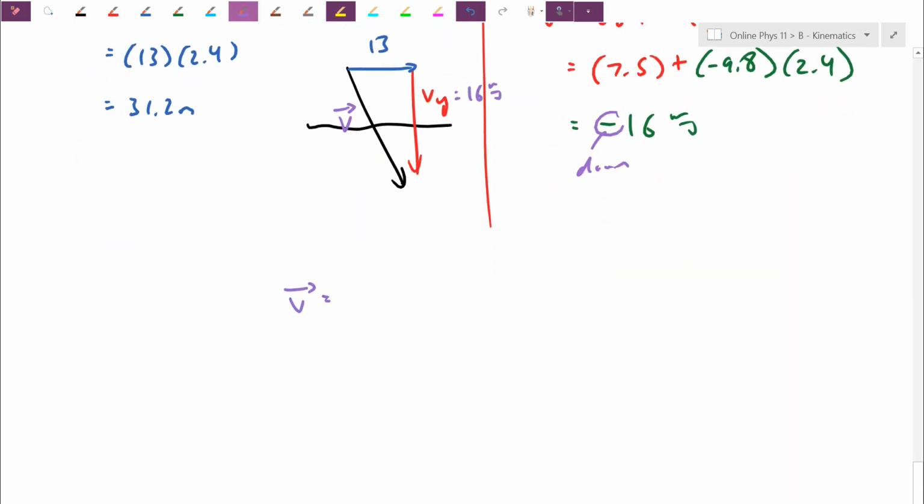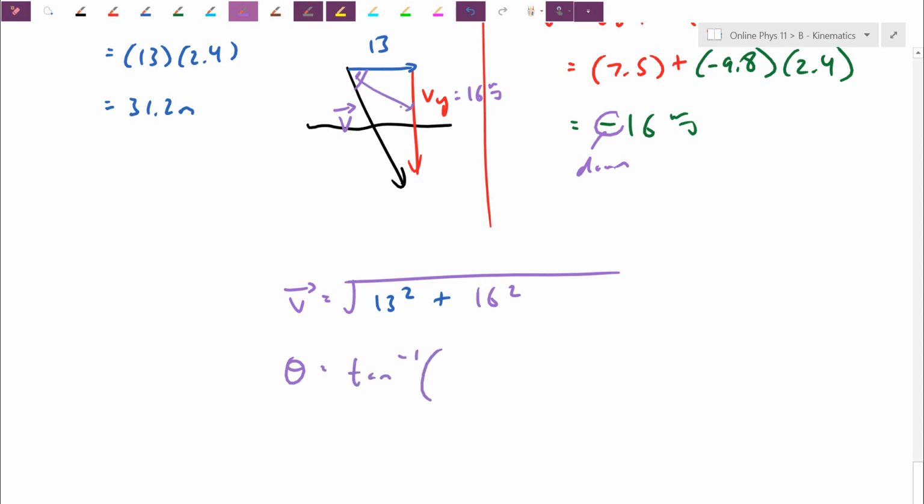The V is the hypotenuse, so we're going to take the root of 13 squared plus 16 squared. And we can also find the angle, because this is a vector, we need to have the full direction here. The angle is going to be opposite over the adjacent, so 16 over our 13, and we'll just plug our way through. This is the final velocity here.